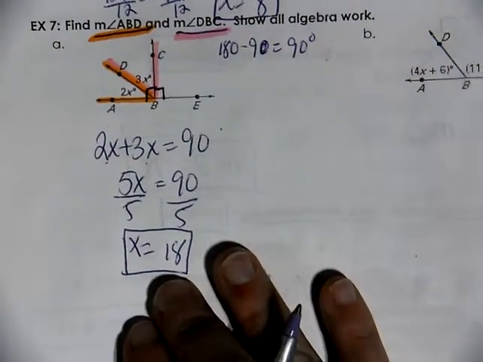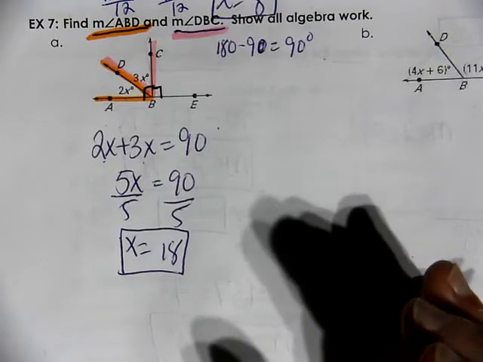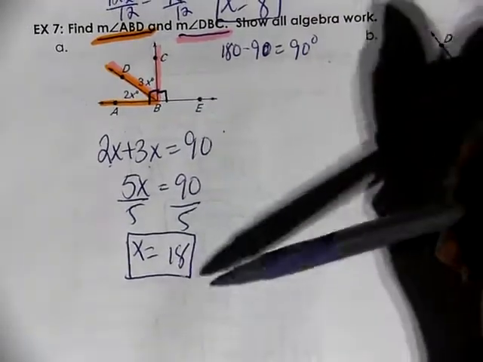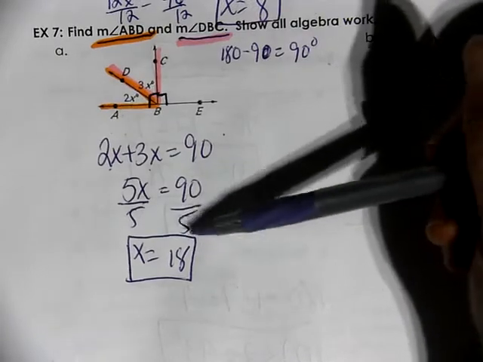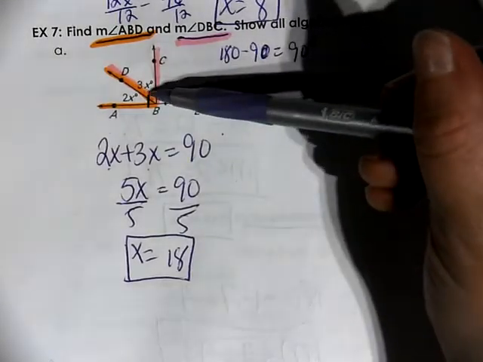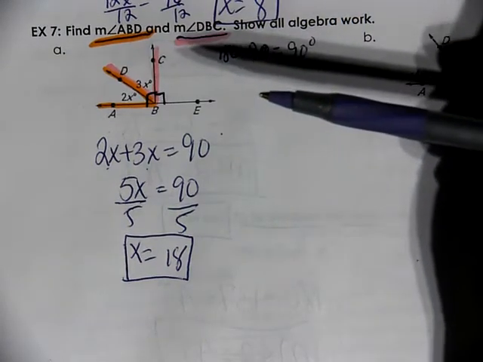Please be careful. You might see this on a test. It might even be a multiple choice problem, and 18 will be one of the things that you can pick. But that's not the answer, because we have to go back to the very beginning and actually answer the question. So please be very careful.